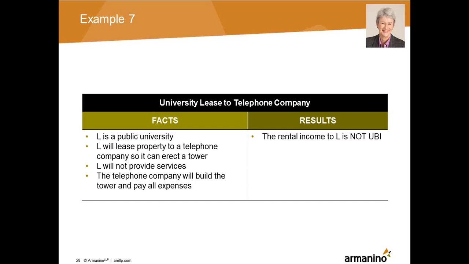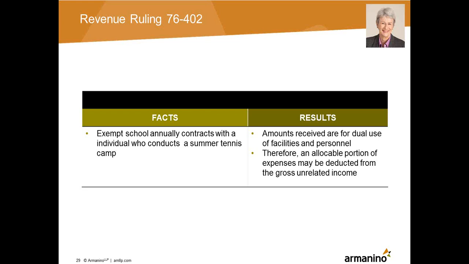In other words, if the school has a tennis program as part of its educational program, then that's going to be related to the school's activity. And if it's just a summer tennis camp for anybody who wants to come but not related to the school's activities, then that is going to be unrelated business income.